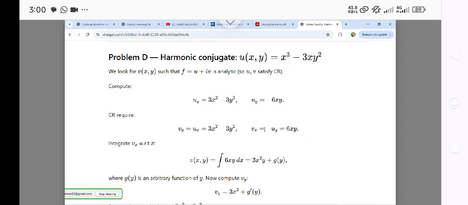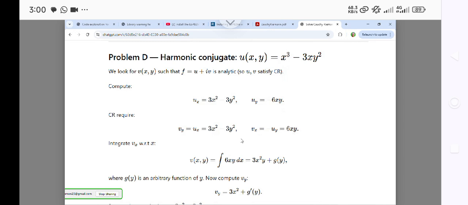So now moving further, also in this case, instead of saying uy equals minus vx, we are saying vx equals minus uy. And our uy is minus 6sy. When that minus combines with this minus, we'll have 6sy.